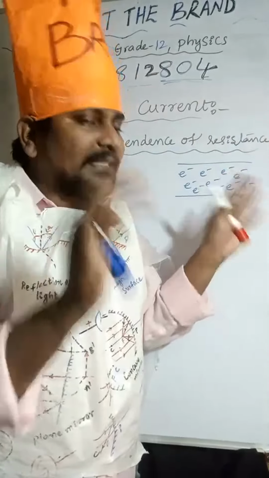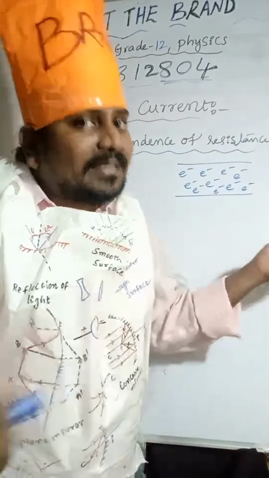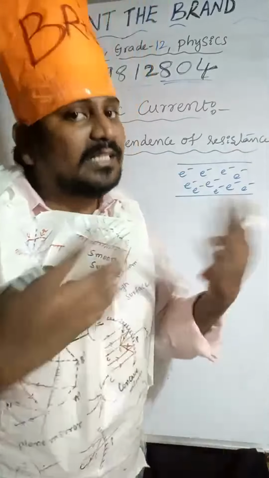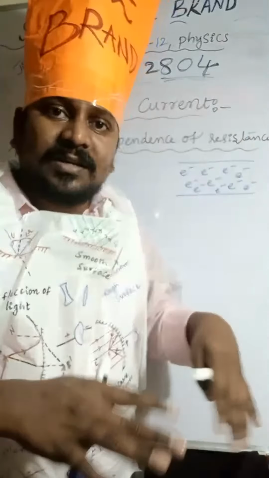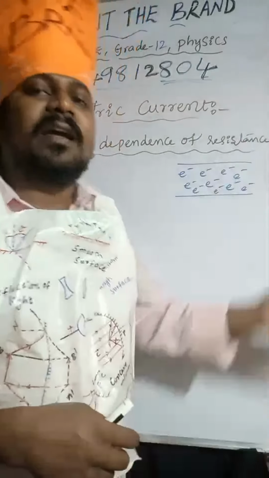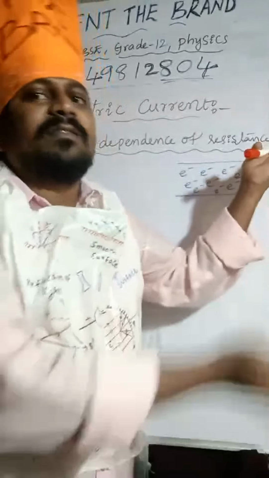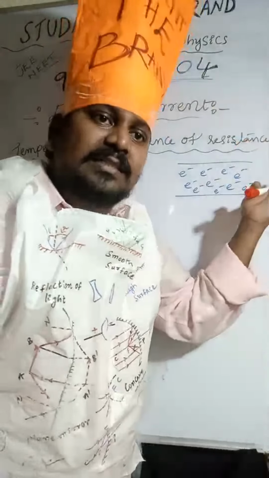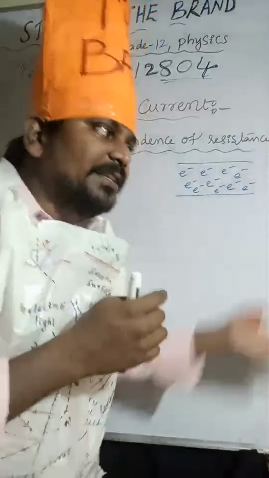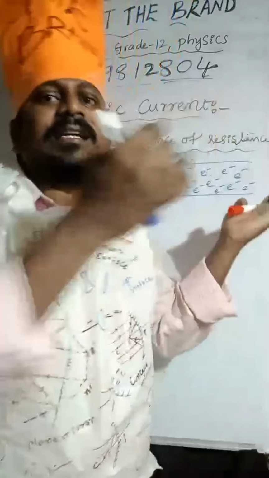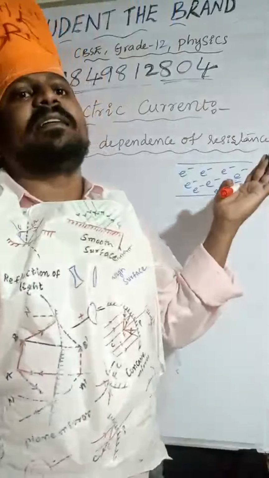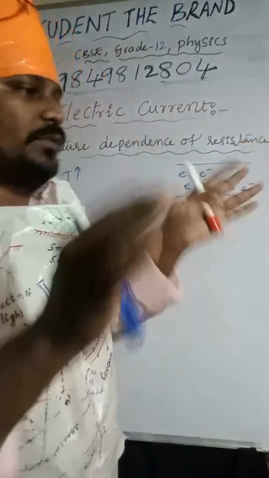Then what happens? Does conductivity decrease or increase? Decreases. Resistance increases. Resistivity increases. Temperature increases, resistivity increases, resistance increases. Temperature increases, resistance increases, resistivity also increases. Okay? So two things will happen at a time.